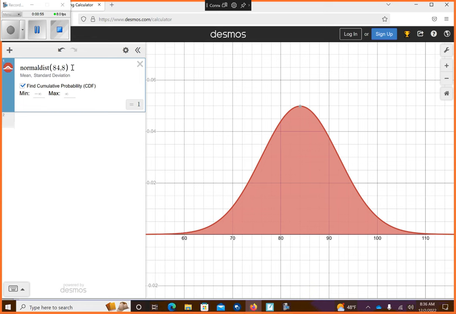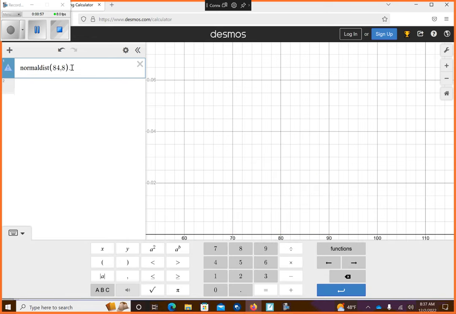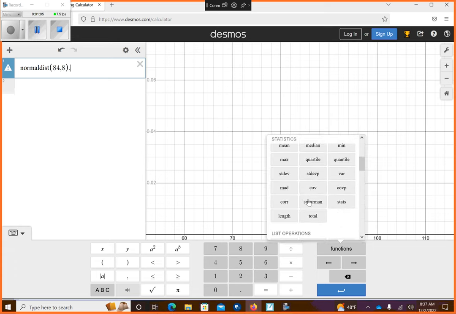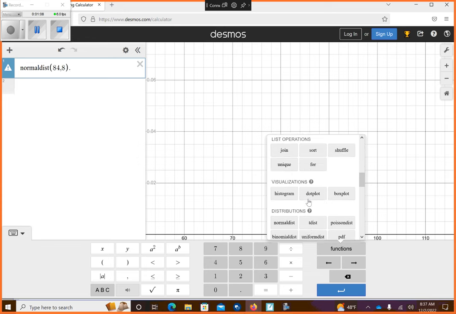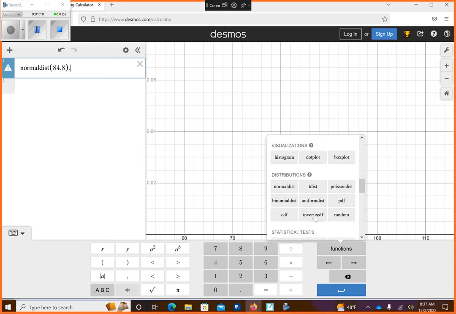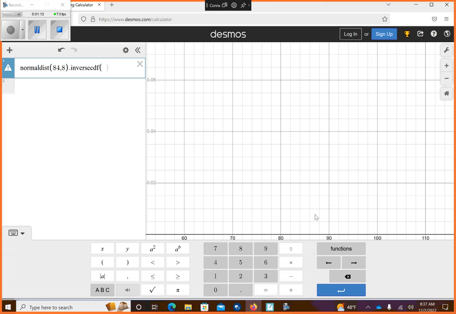So remember, you're going to do a period. As soon as you do a period, your graph goes away. It doesn't mean you broke something. And then you have to go back to functions and find the inverse CDF. And so I'm not going to plug 29 in. I'm going to plug in what? 0.29. Very good. So if I do that, that basically means that this person's glucose level is 79.6.